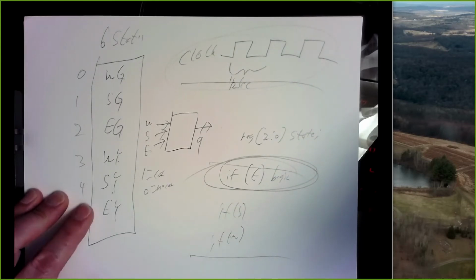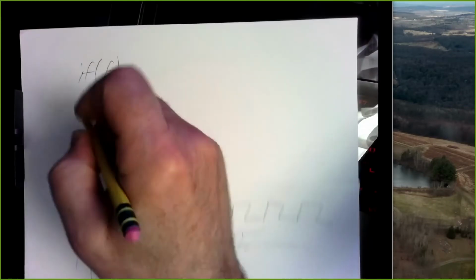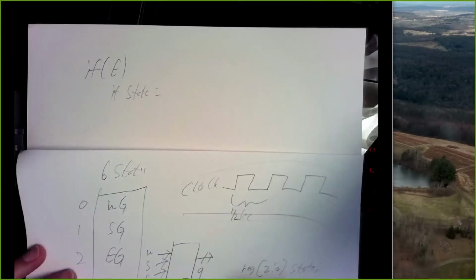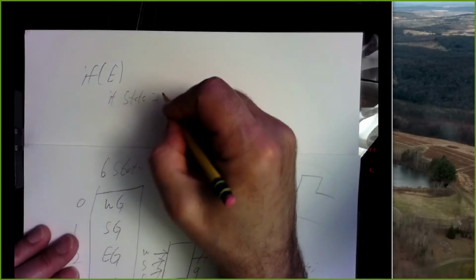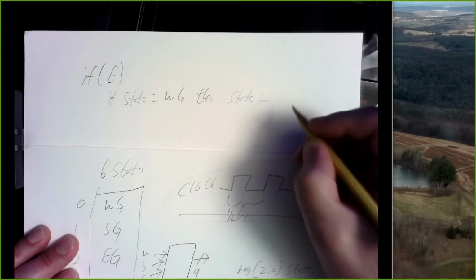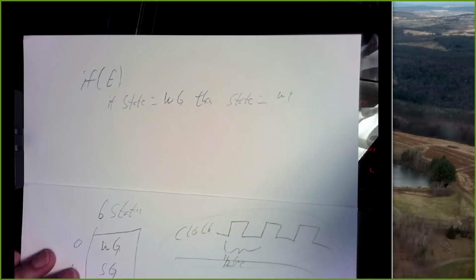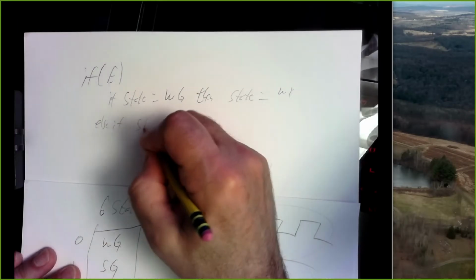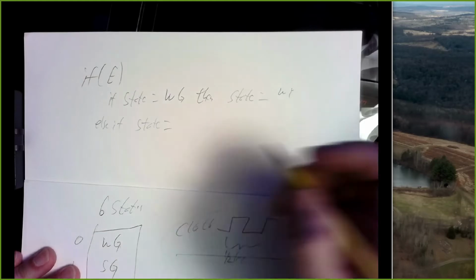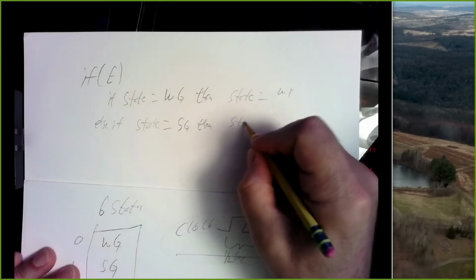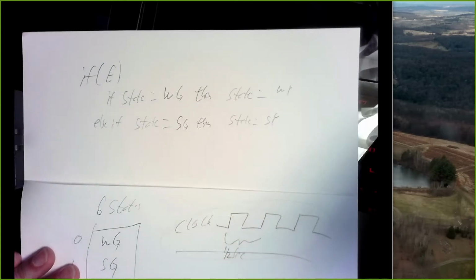Right? And so if east, if your state is equal to west green, then set your state equal to west yellow. This is pseudocode, this is not Verilog. Else if state is equal to south green, then state equals south yellow.